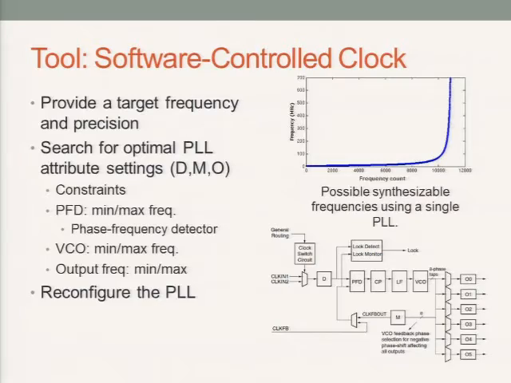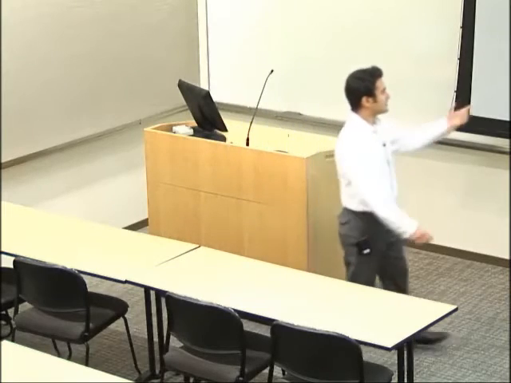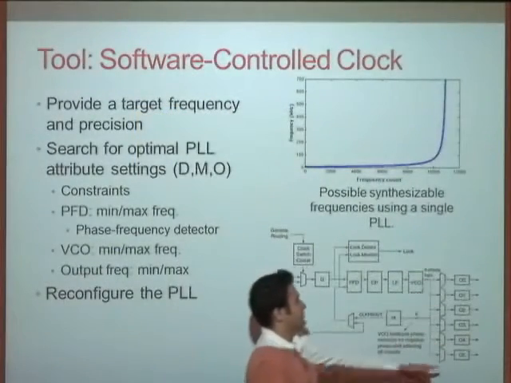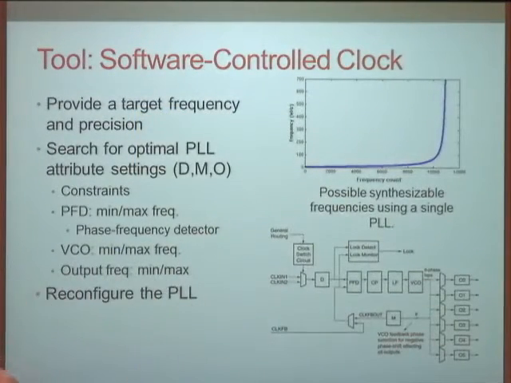So as a designer, you provide a target frequency, and then we have a tool that searches for optimal phase lock loop attribute settings. Each phase lock loop here has a D attribute, which is a division attribute, M, multiplication, and O, which is also a division. So these three here. But there are certain constraints. So it's a search problem. You have to look for the best setting for these attributes.